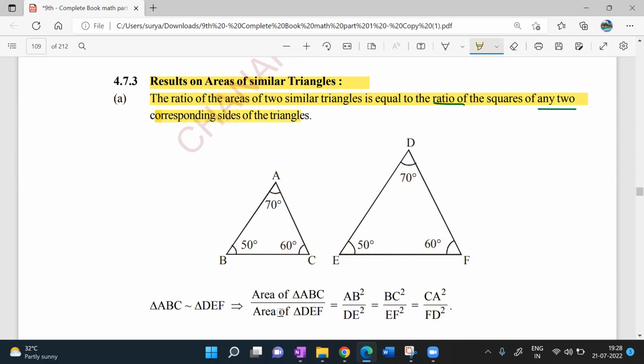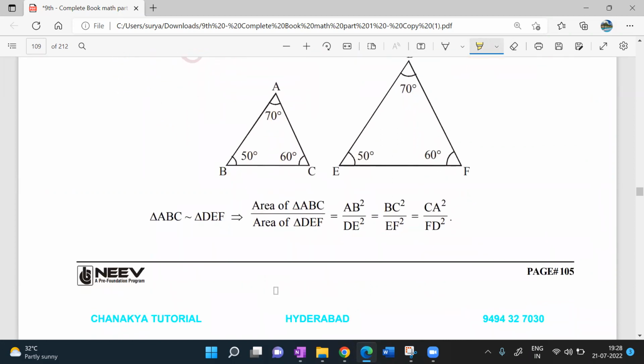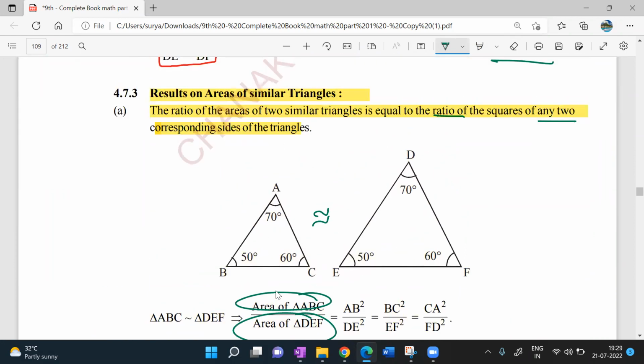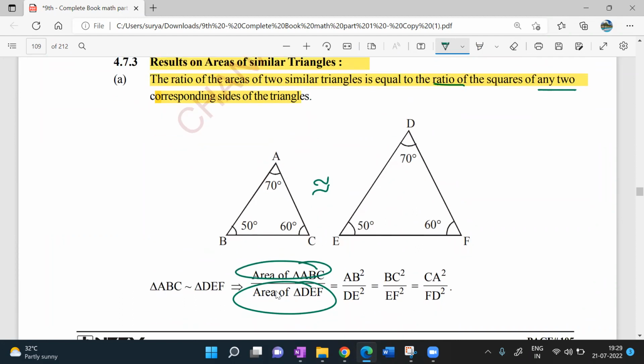See here, very simple. Here triangle ABC is similar to triangle DEF. The area of triangle ABC divided by the area of triangle DEF is equal to AB square by DE square. The ratio of the areas of the two similar triangles is equal to the ratio of the squares of any two corresponding sides. AB square divided by DE square is equal to BC square divided by EF square.